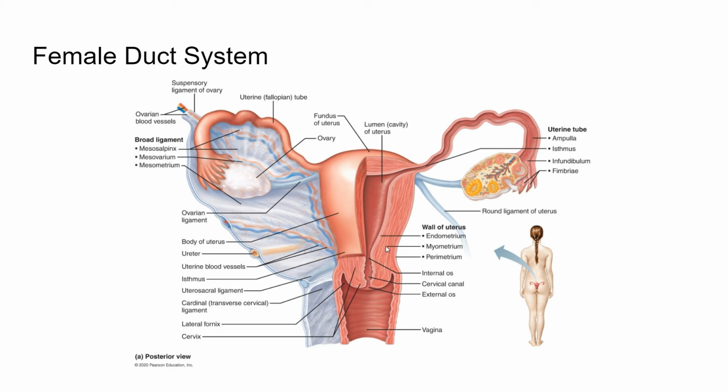Then there is the vagina, which is the female copulatory organ. It's a thin walled tube, typically 3 to 4 inches in length, and it functions as the birth canal, the passageway for menstrual flow, and the organ of copulation.